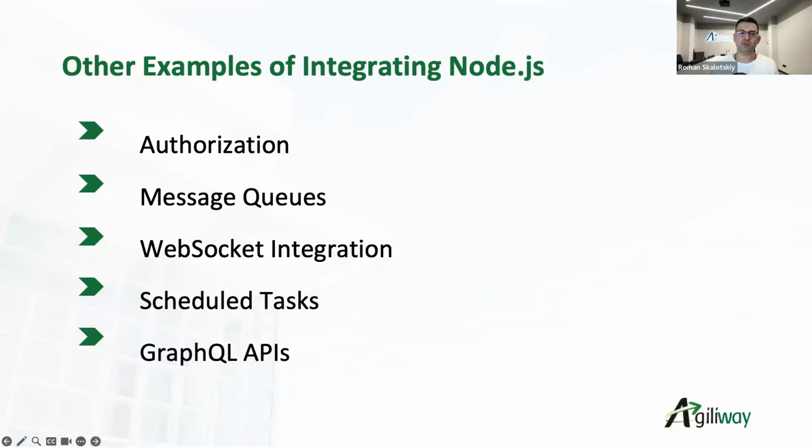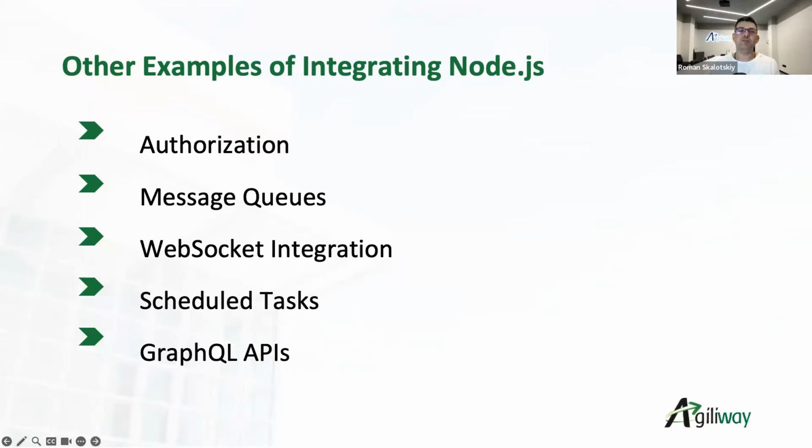Next one is the message queue. If you need to exchange messages or tasks between different parts of your system or with an external system, Node.js can connect to message queues like RabbitMQ, for example, or Apache Kafka. I don't know, a lot of different tools and services. And a lot of developers use such an approach as well for integrating Node.js.